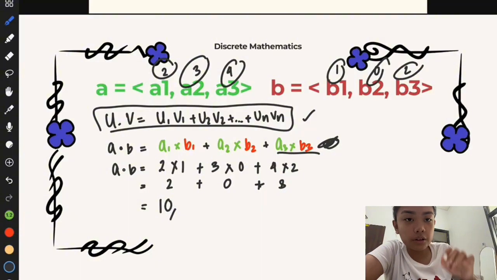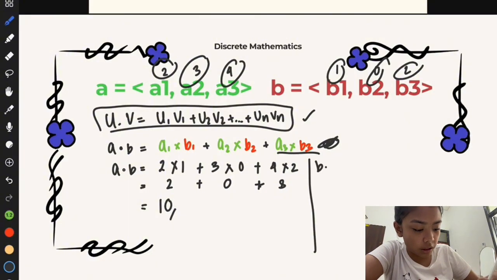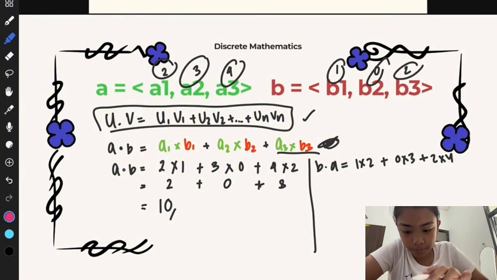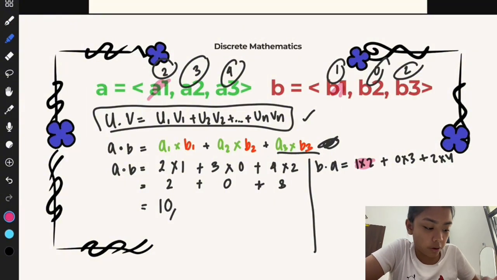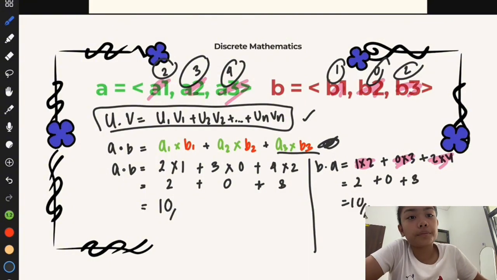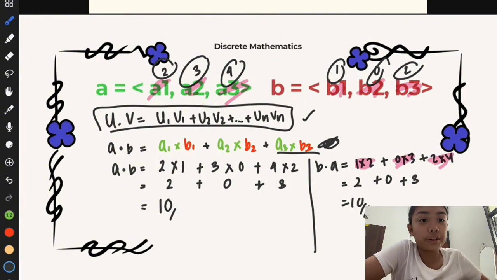So we have A dot B is 10. Let's try B dot A. Let's multiply 1 by 2 plus 0 by 3 plus 2 by 4. 1 by 2 is B1 times A1, 0 times 3 is B2 times A2, and 2 times 4 is B3 times A3. So we get 2 plus 0 plus 8, still 10. So this first property is proven.